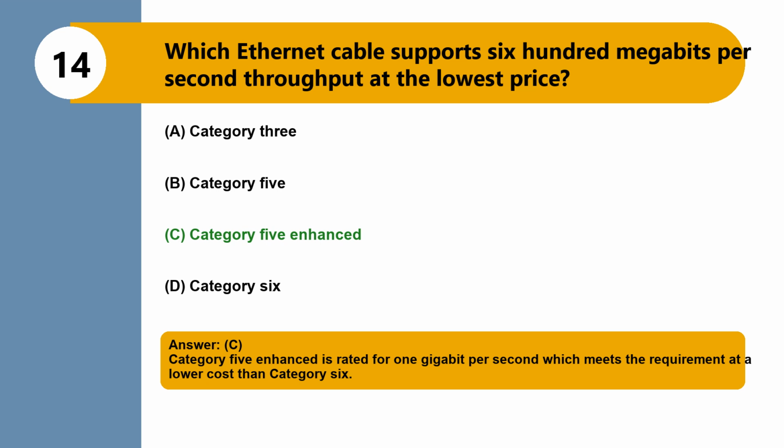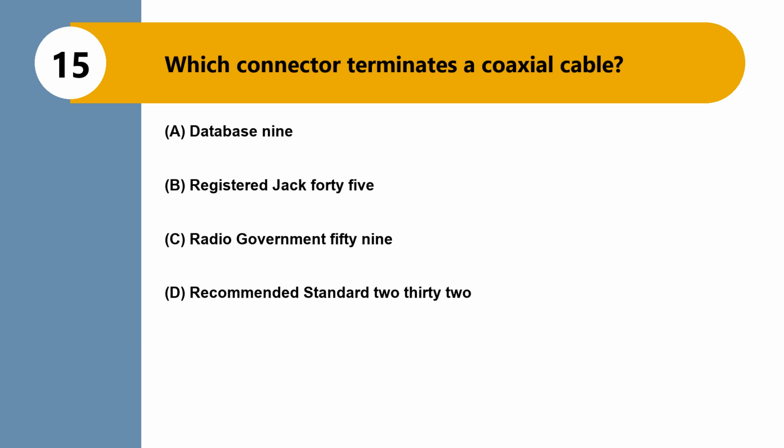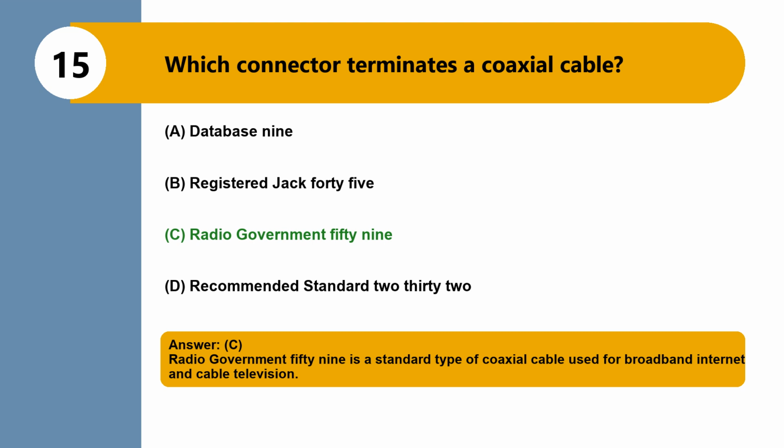6. Question 15. Which connector terminates a coaxial cable? Option A, Database 9. Option B, Registered Jack 45. Option C, Radio Government 59. Option D, Recommended Standard 232. The correct answer is option C, Radio Government 59. Radio Government 59 is a standard type of coaxial cable used for broadband internet and cable television.